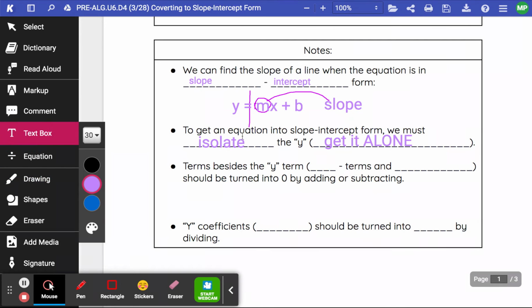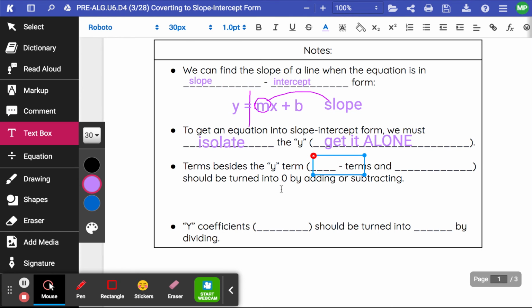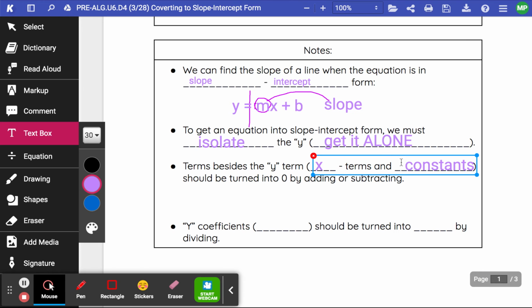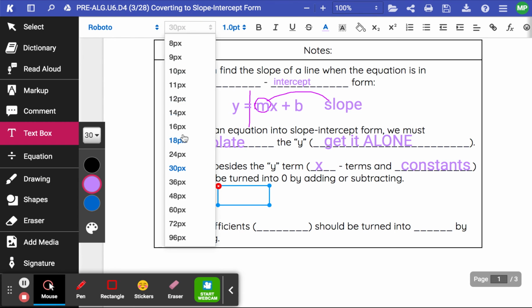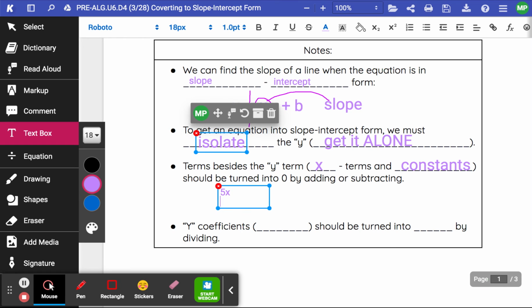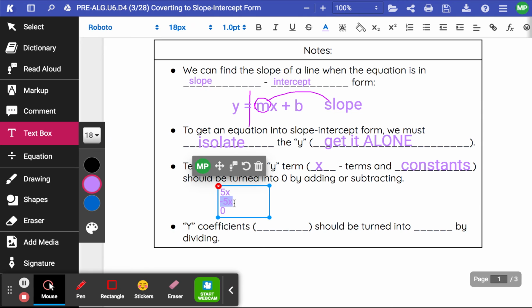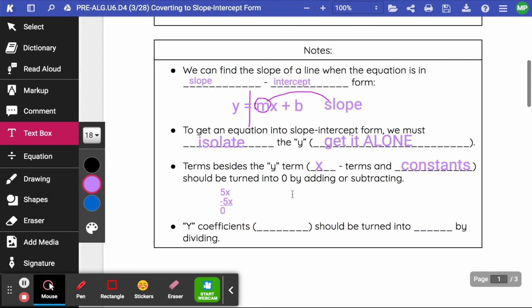So terms, meaning like another group like this or like this, terms besides the y term. So that's going to be x terms and our constants. By the way, Mr. Watson, as always, you can pause anytime that you need to as I'm going through here, okay? Those terms should be turned into 0 by adding or subtracting. For example, I'm going to turn my font a tiny bit smaller here. 5x minus 5x is going to give us 0. 5x minus 5x equals 0.